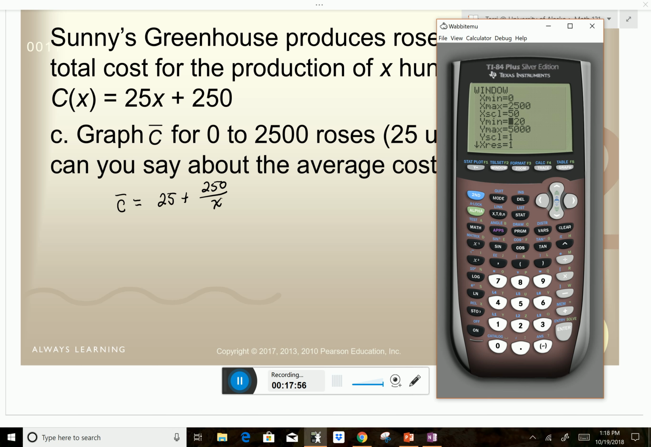That'll look good. And then our Y min, well, I know I'm not going to have less than 0 average cost. And I don't think my average cost is going to quite go up to 5,000, even if I do 2,500 roses. So I'm thinking that 100 will be more than enough to show me what I want to see. Make that 10. Let's graph that now. And that's what it does. You didn't even need to go up to 100. But you can see what happens in this case. You can see that it kind of levels off after a while.